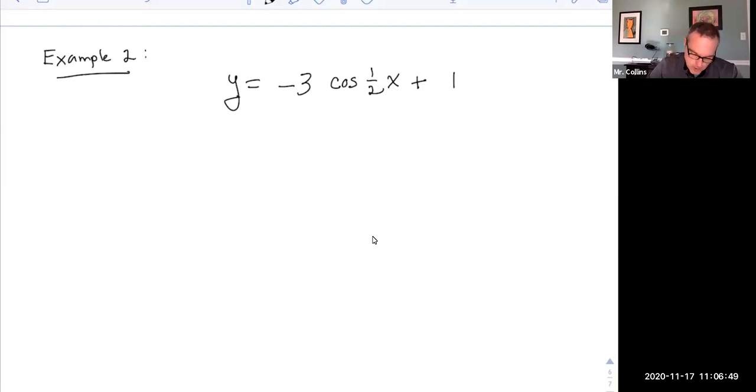Okay, we'll do one more equation here, trying to graph a sinusoid. This time we'll do a cosine. We'll graph y equals -3 cosine 1/2 x plus 1. And before we start graphing, we got to take some notes.